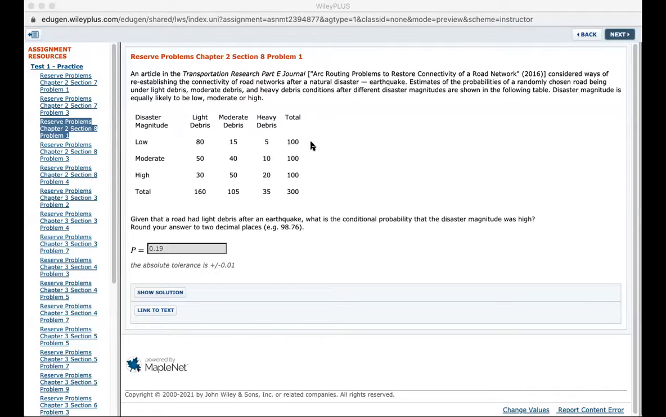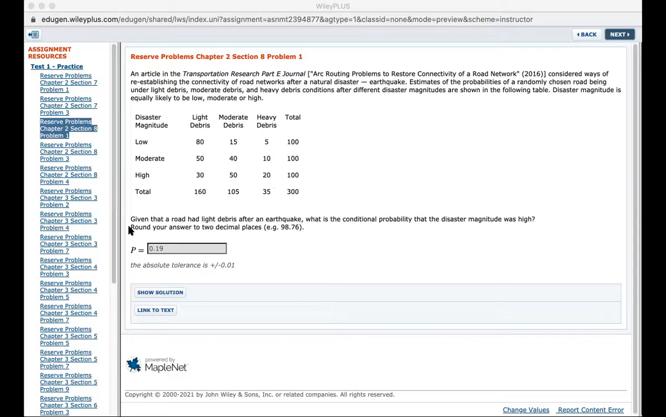Disaster magnitude is equally likely to be low, moderate, or high. It's in the table right there. You see light debris, moderate debris, and heavy debris, and this is the level of the disaster magnitude: low, moderate, and high. So now, I think a 300. See that 300. The rows are observed, right?